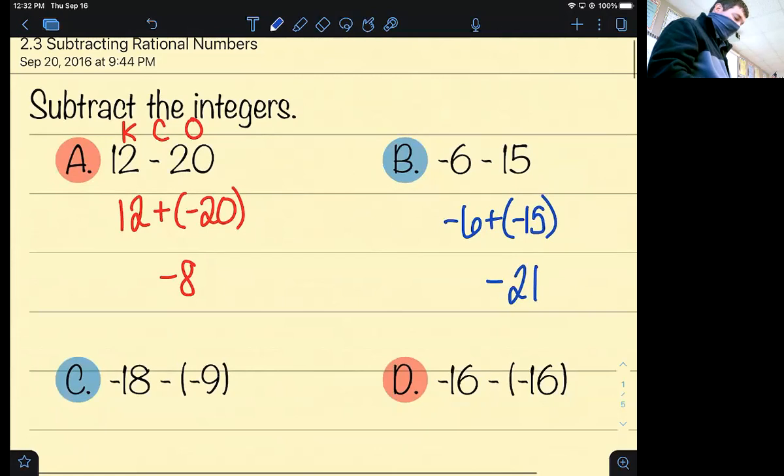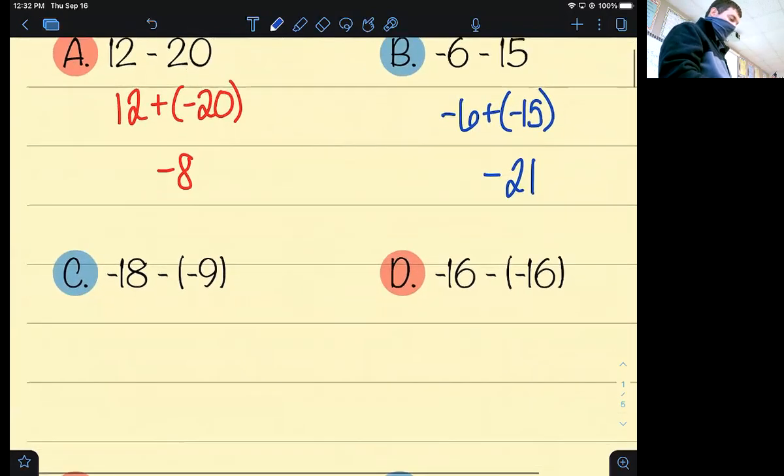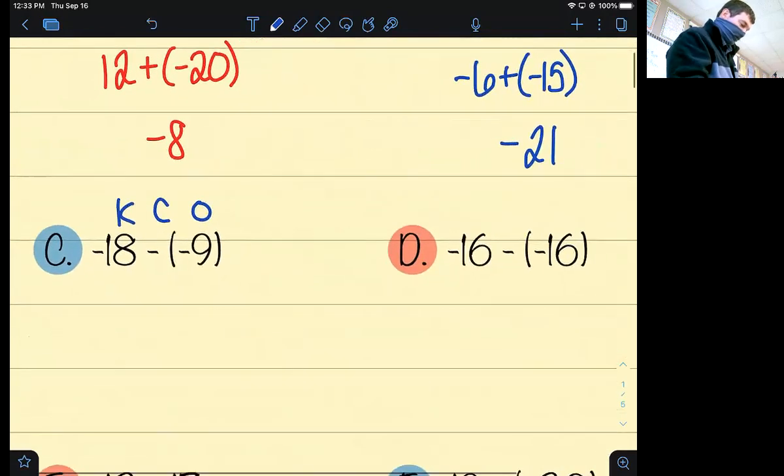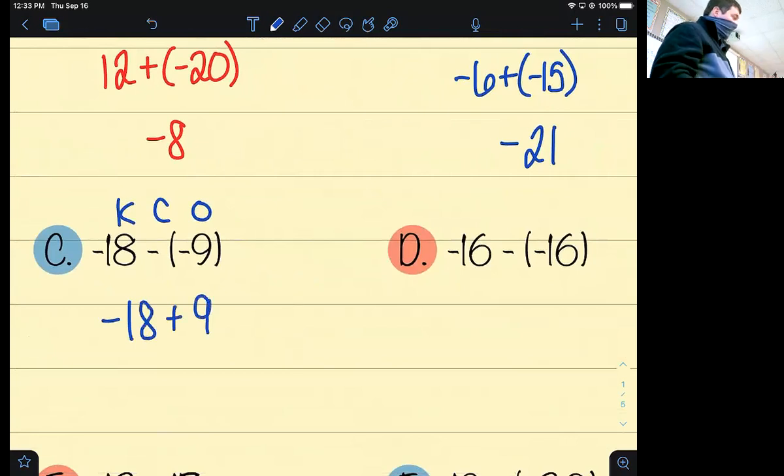Maddox, the next one is negative 18 minus negative 9. Can you use keep, change, opposite to tell me what this would be as an addition problem? That's right. Maddox, do I join forces or go to war? I'm going to war. And the negative army is going to win by, whoops, 9. There we go. Yeah, subtract, right? Anytime I go to war, I'm subtracting to figure out how much the winning team won by.